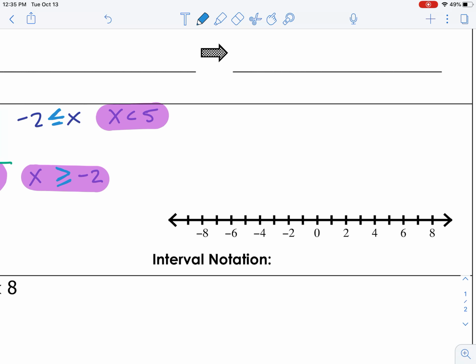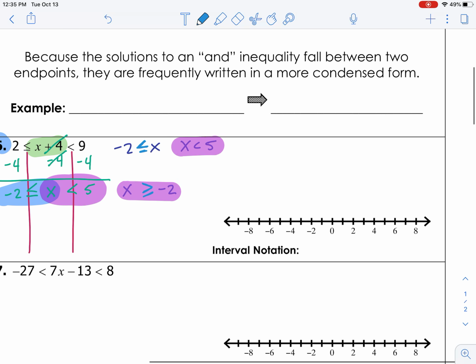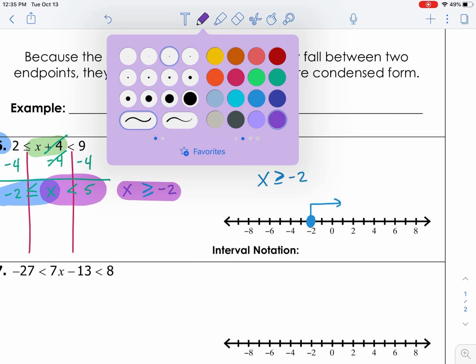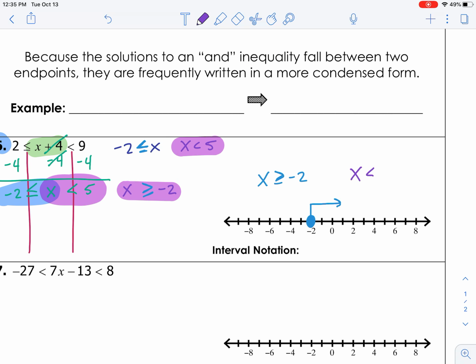Okay, so coming over here to the graph, we have x is greater than or equal to negative 2. I need a closed circle over negative 2 and then an arrow going to the right because my arrow is pointing to the right. Over here, I need x less than 5, so I need an open circle over 5. 5 is right here between 4 and 6, and then my arrow goes to the left because the arrow is pointing towards the left.